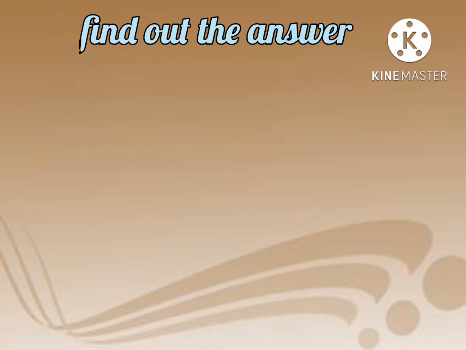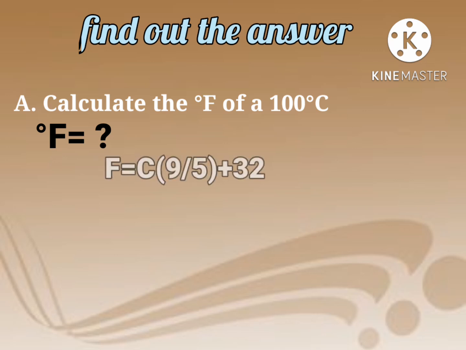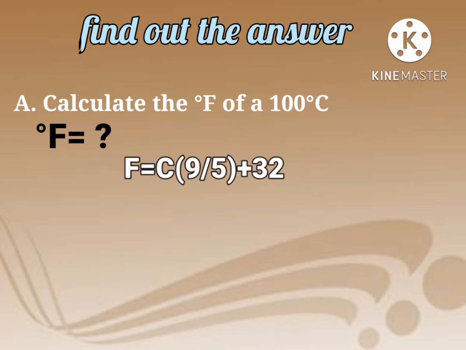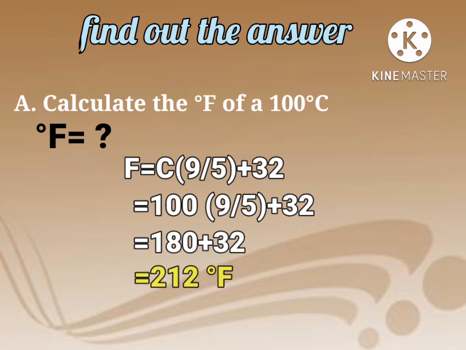Let's find out the answers. The first problem was to calculate the degrees Fahrenheit of a 100 degrees Celsius temperature. We have the given of 100 degrees Celsius. Since we are looking for Fahrenheit, we use the formula F is equal to C times 9 divided by 5 plus 32. Substitute the 100 degrees Celsius: times 9 divided by 5 plus 32. 100 times 9 divided by 5 is equal to 180, plus 32 is equal to 212. So we have the answer of 212 degrees Fahrenheit.